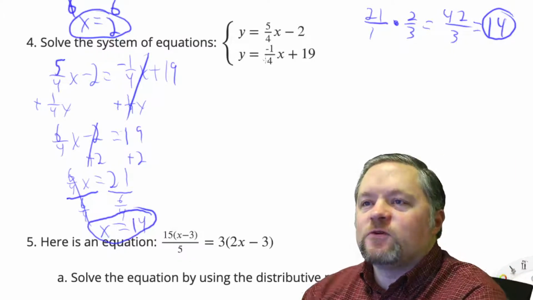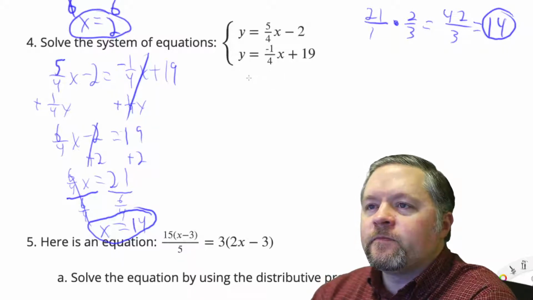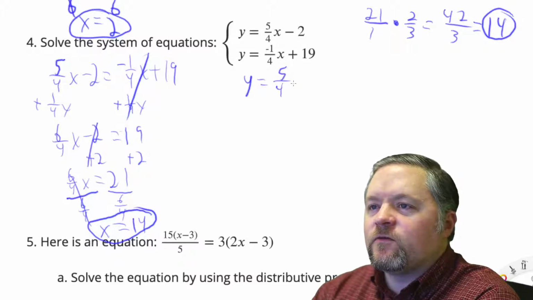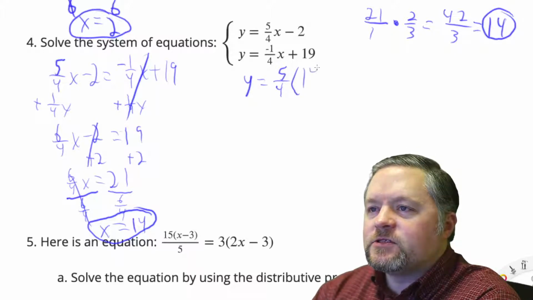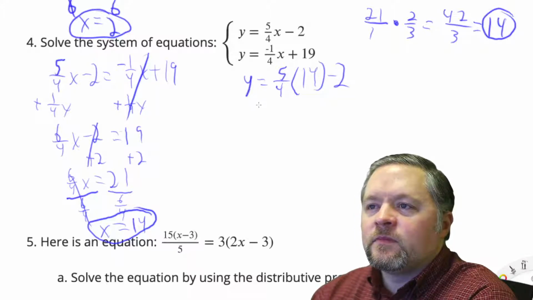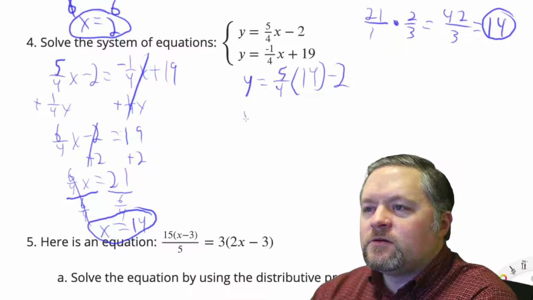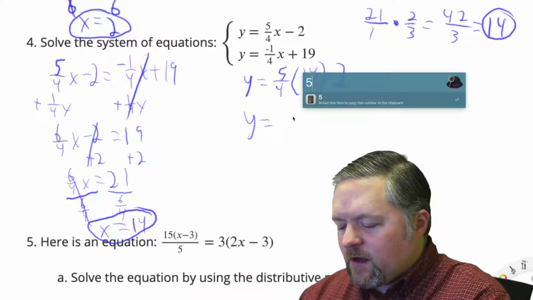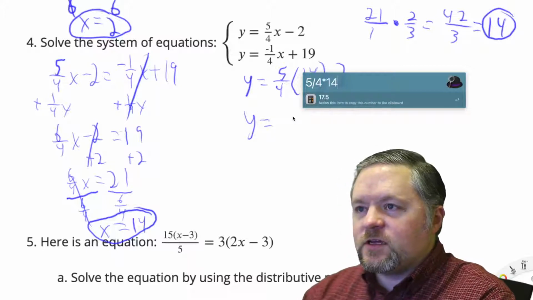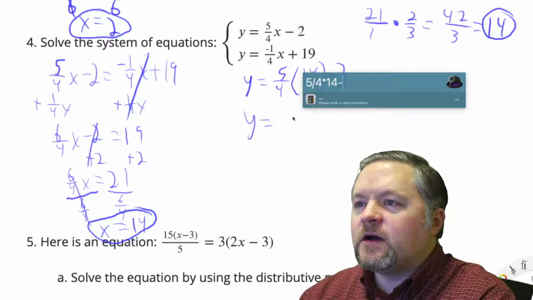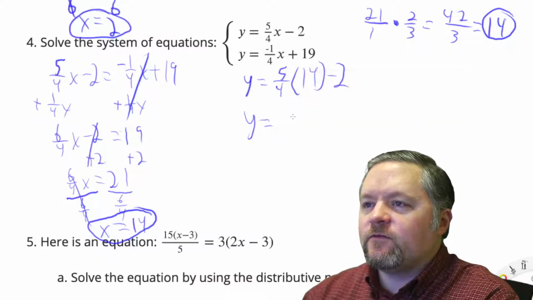Now, if x equals 14, what does y equal? y equals 5/4 times 14 minus 2. So y equals 5/4 times 14, 17.5, minus 2, 15.5.